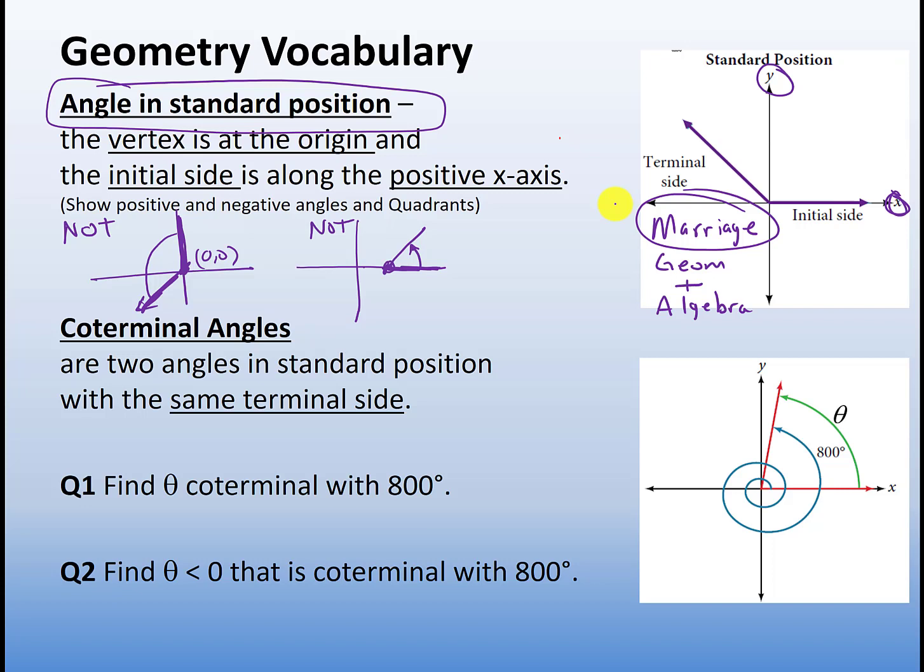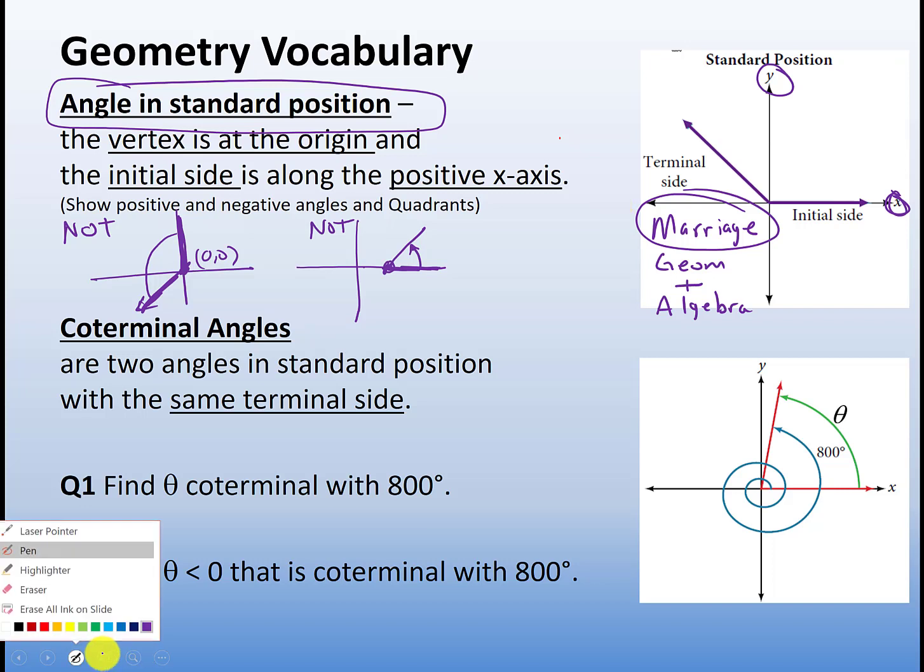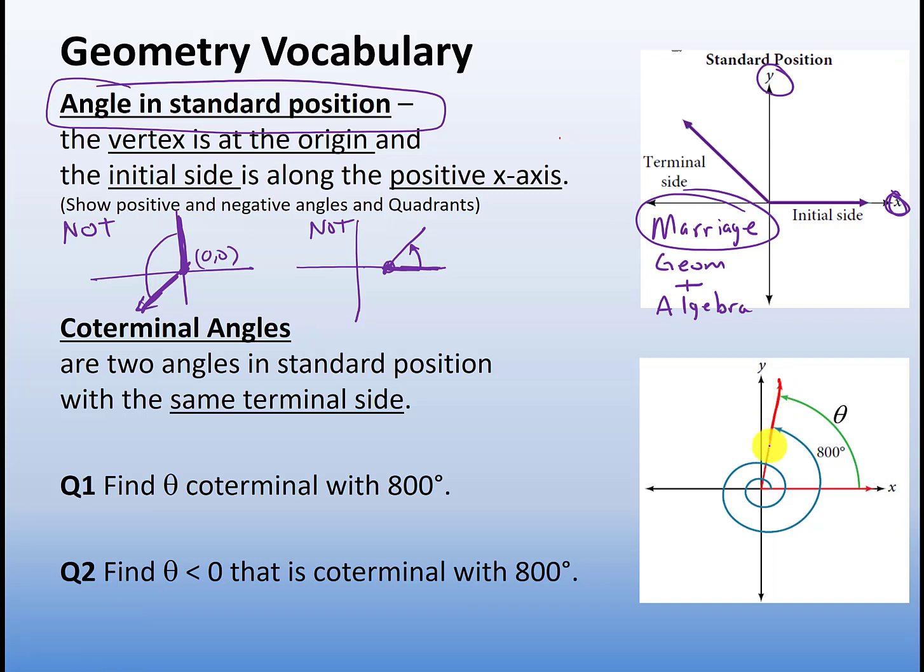Another vocabulary word here is coterminal angles. These are two or more angles that have the same terminal side. You can see in the diagram here, the blue one and the green one are both coterminal. That means they both finish on the red side. The red side here is our terminal side. TS, terminal side.